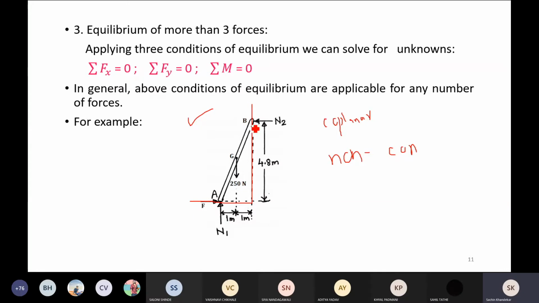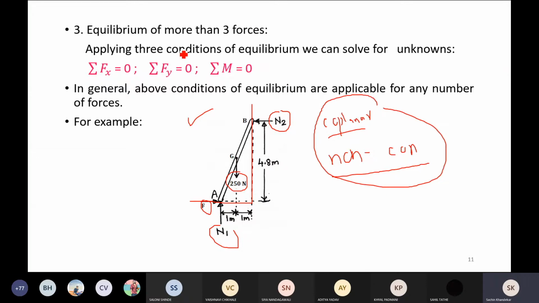This particular ladder is acted upon by how many forces? This F, then N1, then the self weight, and then N2. They are not meeting at some common point, so this is a coplanar non-concurrent force system. For this system, in general, we have three equations available to solve for the unknowns: summation Fx is equal to 0, summation Fy is equal to 0, and summation moment is equal to 0.